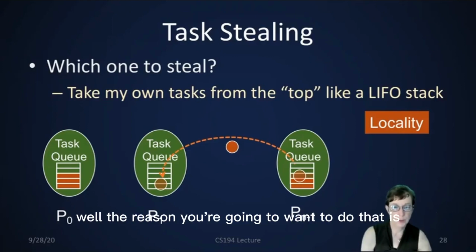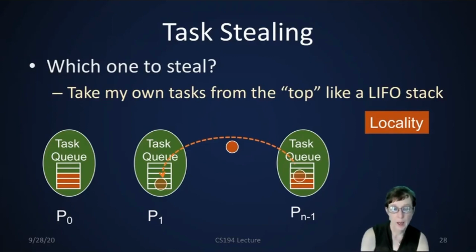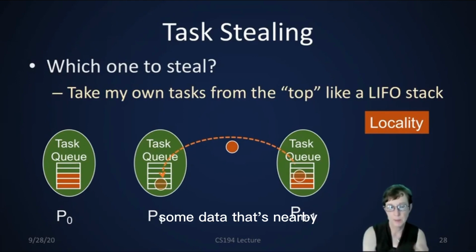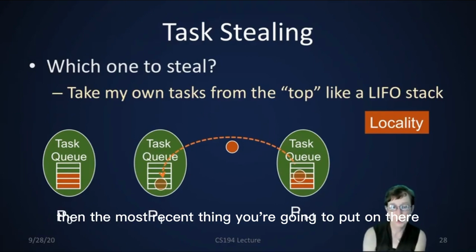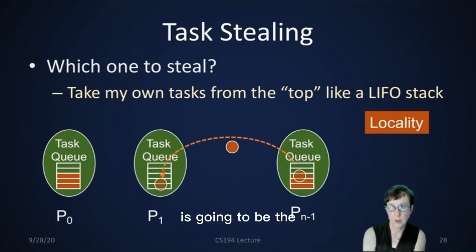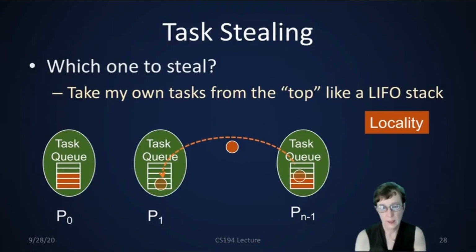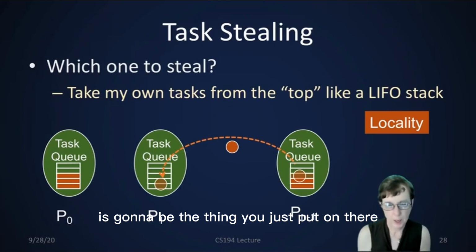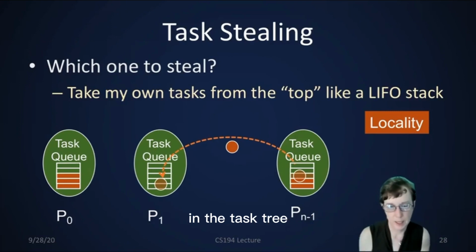Well, the reason you're going to want to do that is it gives you better locality. Because if there is any locality between your tasks, that is, they're using some data that's nearby, then the thing that has the best locality is going to be the thing you just put on there. You can think about that also in the task tree.